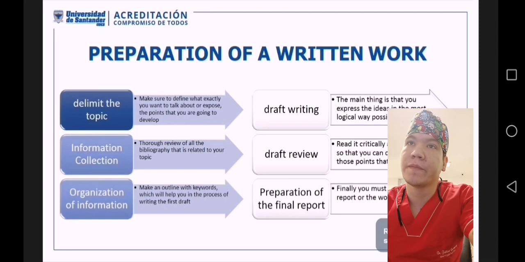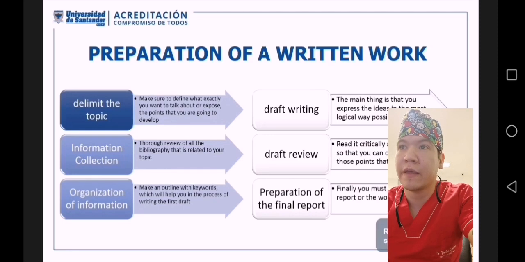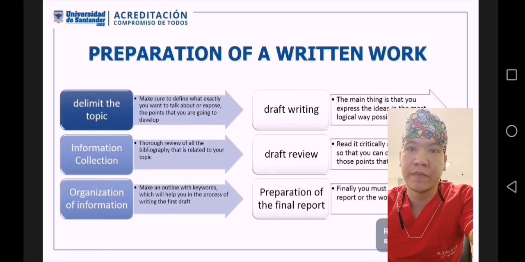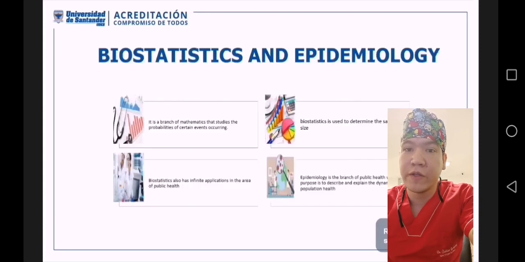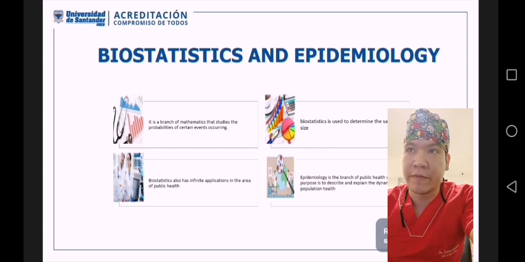Okay, now the preparation of a writing work. We have several stages. The first one is delimiting the topic, the second is information collection, then organization of information, draft writing, draft review, and finally we have the preparation of the final report, when you have the final work that you are going to give to the professor.